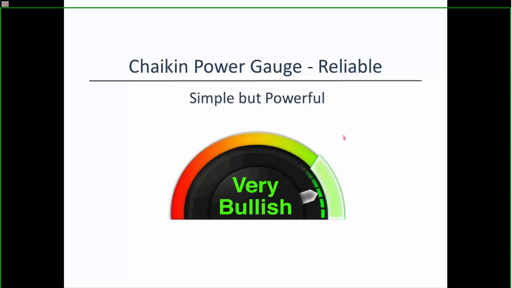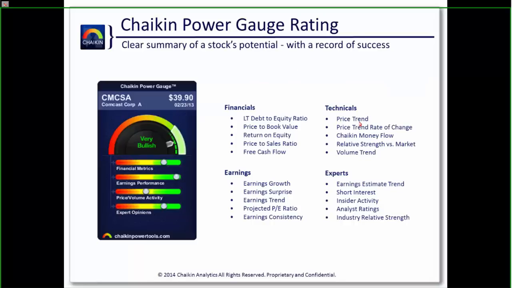I like to say that the Chaikin Power Gauge rating is like a Chevrolet with a Ferrari engine under the hood. It's simple, but it's not simplistic. And the reason it works is because it incorporates 20 factors that I distilled down from 200 in a year's worth of research. All of it's based on 45 years of stock market experience, most of them working with institutional investors. And these 20 factors are what institutional investors look at day in and day out to make their decisions.